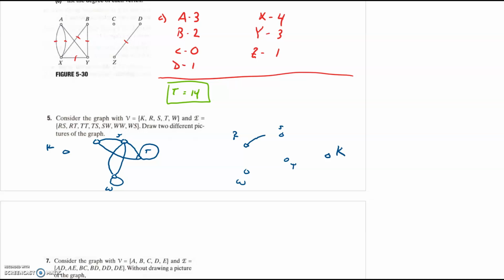We go from R to S, R to T, T to T, the loop, T to S, S to W, W to W, another loop, and then W back to S. So there's another, that was pretty sloppy. There's another graphical representation. So there's another graph that we can build with these properties.